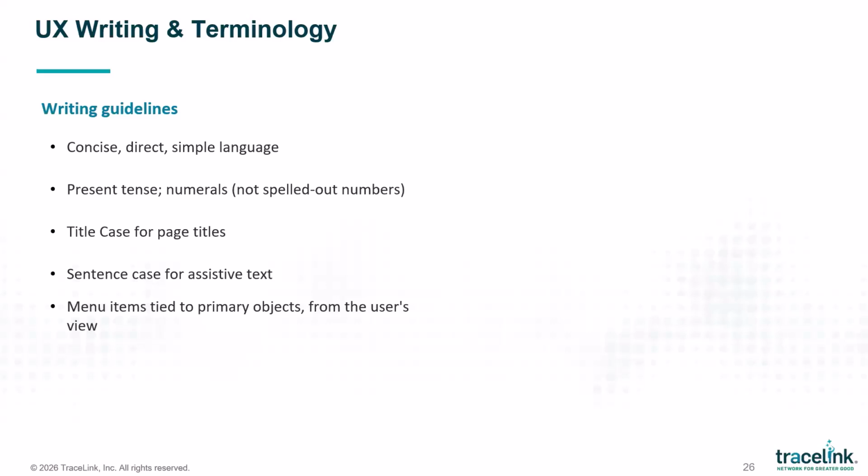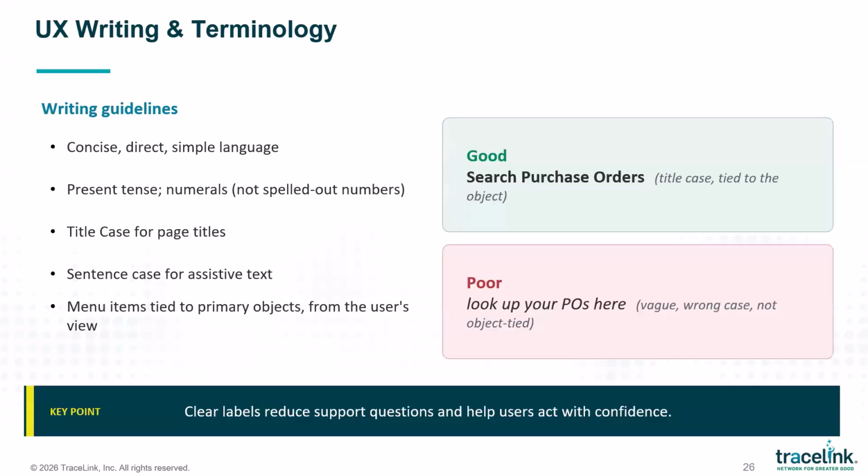Menu items should be tied to primary objects and labeled from the user's point of view. For search page titles, follow the pattern search plus the object name, such as search purchase orders. Now look at the good and poor examples on the right. Search purchase orders is a good example because it uses title case, it is tied to the object, and it's easy to scan. Look up your POs here is a poor example because it's vague, uses the wrong casing, and is not clearly tied to the business object.